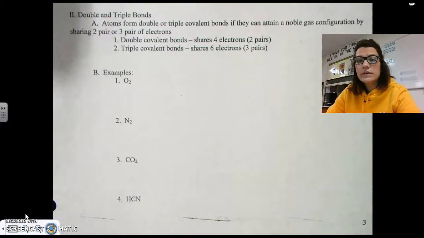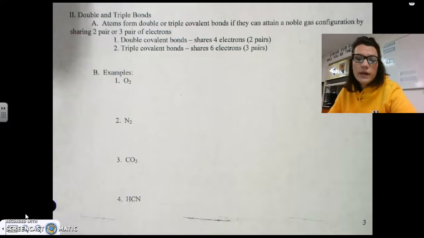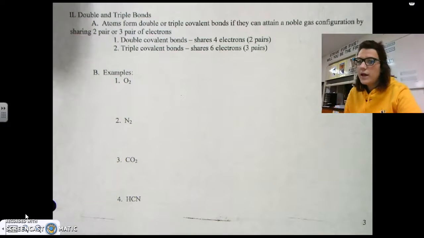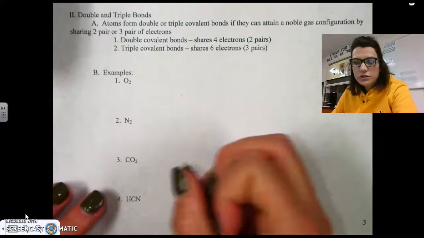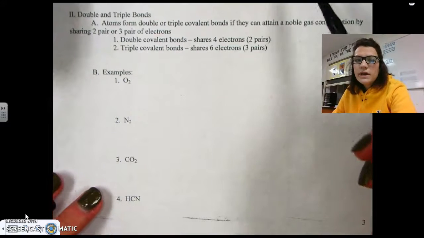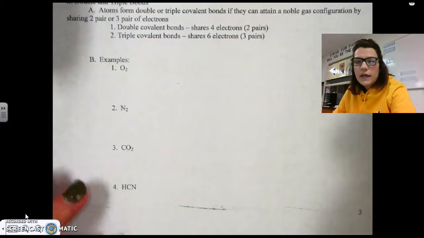Now there's 2 different ways that you can do these. I'm going to show you one way. Most students like to do it this way, and then I'll show you another way where you can actually count the electrons. So an example of a double bond would be something like O2.